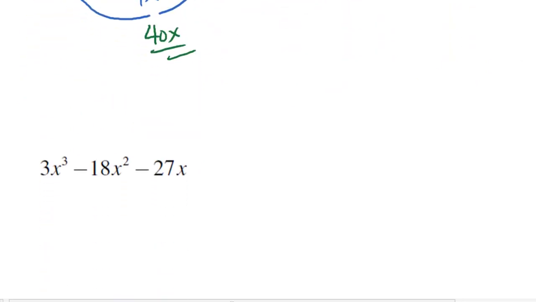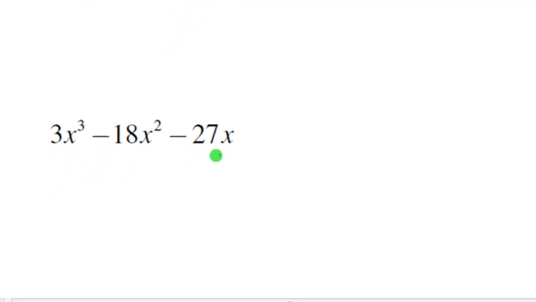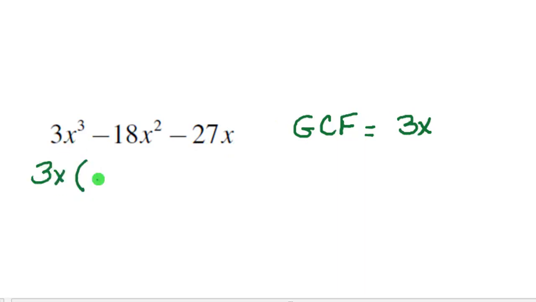Okay, let's try one more. Okay, I'm looking at this. Do you see the GCF? The greatest common factor? Greatest common factor is 3x. So there's even an x. They all have an x in common. So let's take out the 3x. That leaves here an x squared minus 6x minus 9.